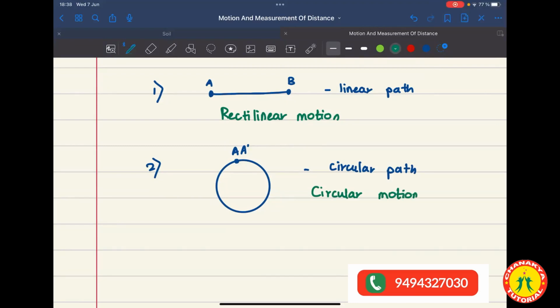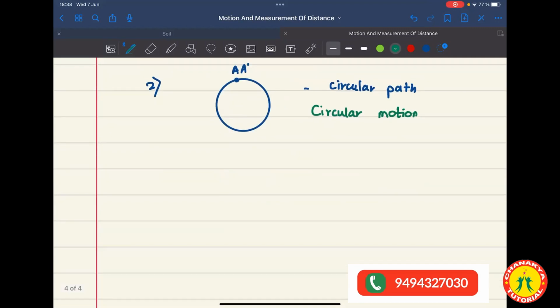Okay, when an object moves to and fro, front and back, like for example, take a pendulum. You know, a pendulum moves, comes back to its position. Again moves, comes back to its position. So this is called a to and fro movement.